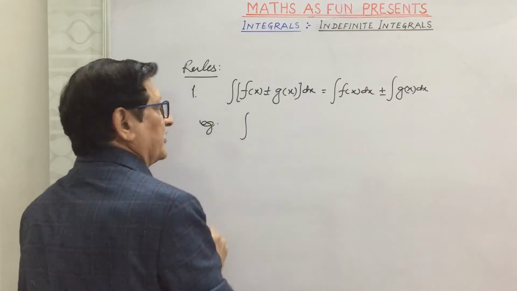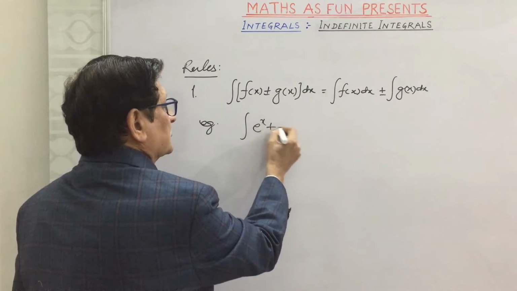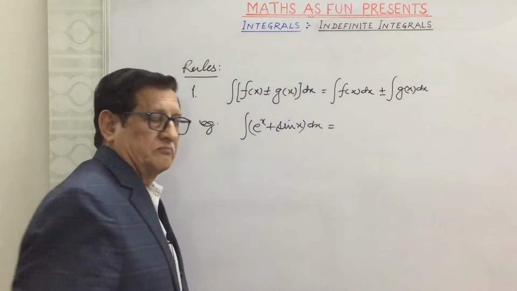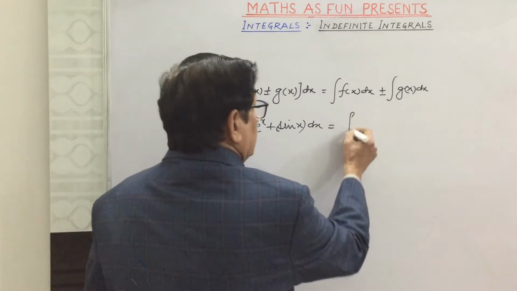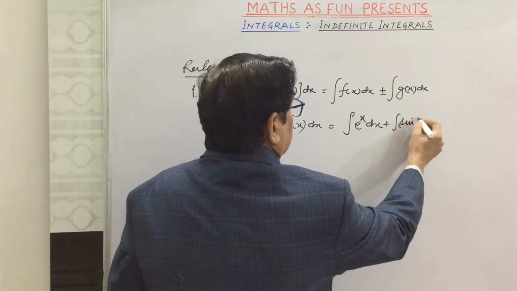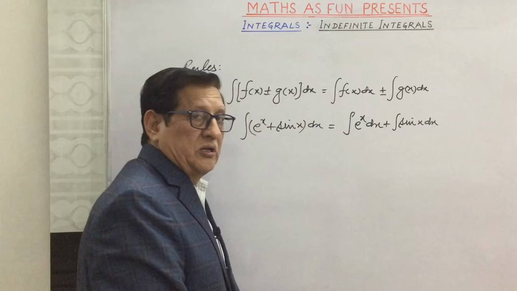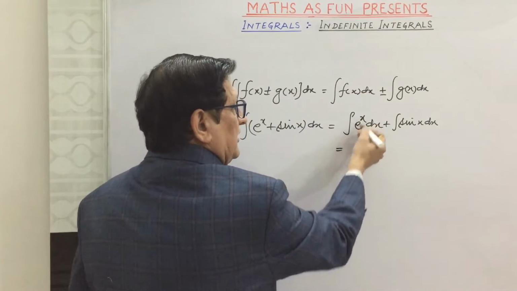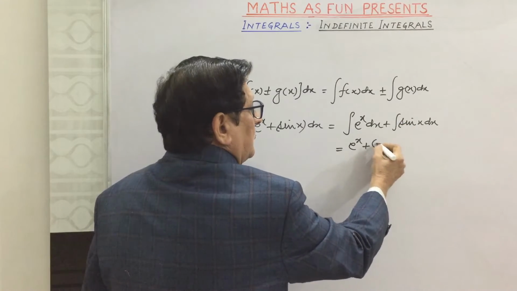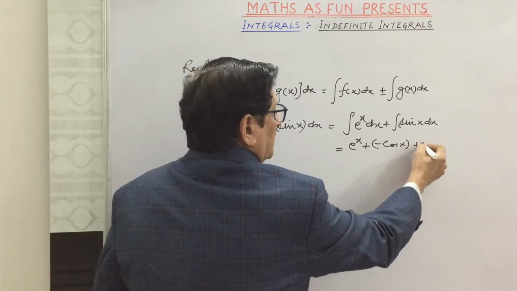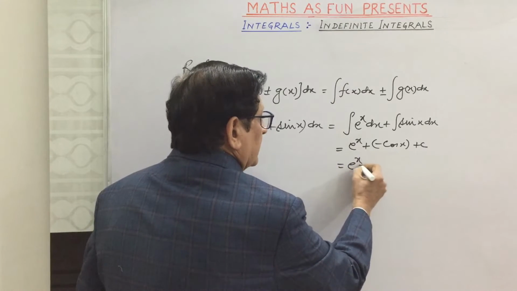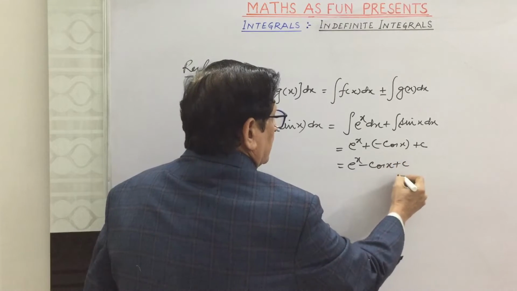Suppose we have been asked to find out the integral of e^x plus sin x dx. We can write it as integration of e^x plus integration of sin x separately. We know the integral of e^x is e^x plus the integral of sin x is minus cos x plus c. So the answer here comes as e^x minus cos x plus c.